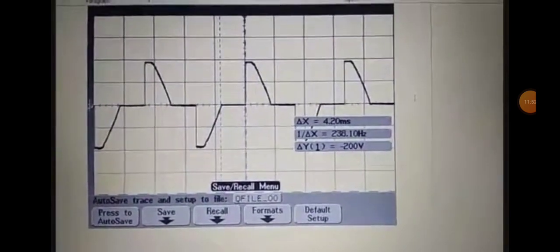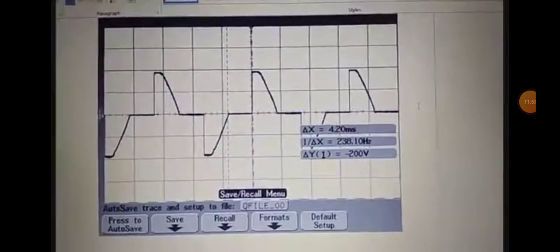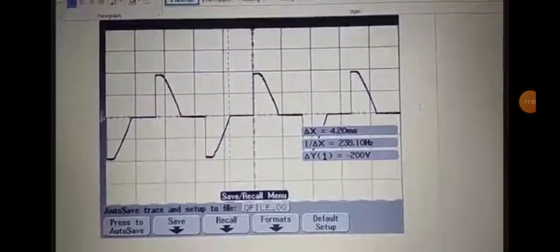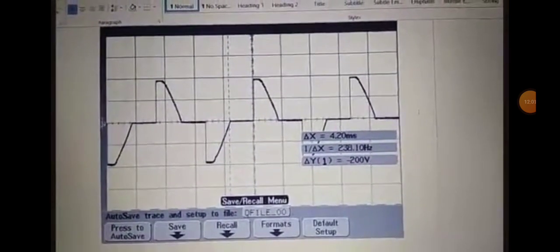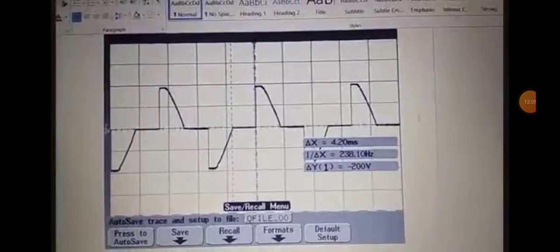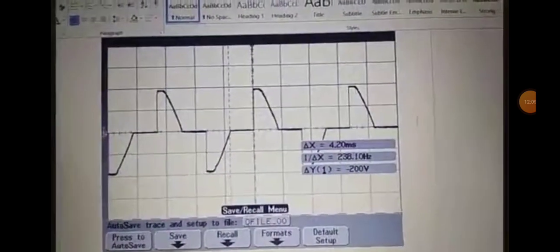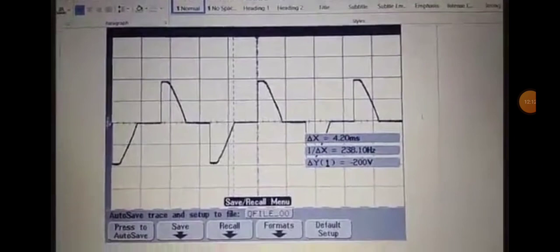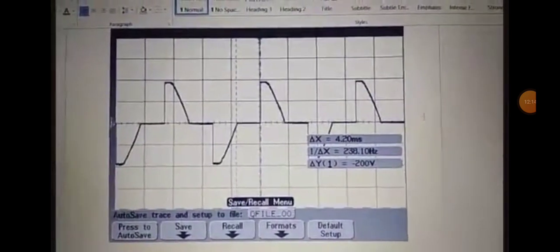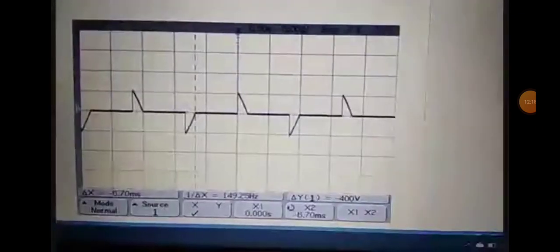This is the graph we obtained when the firing angle becomes 90 degrees, that is, alpha is equal to 90. Here we can see that the triac has 50% on time and 50% off time, that is, the triac is on for half of the time and off for half of the time. We obtained half positive and half negative cycle. So these are our values and observations when the firing angle becomes exactly 90.